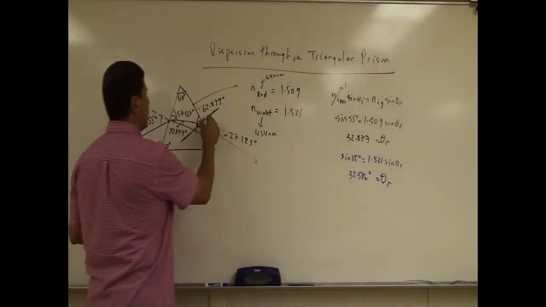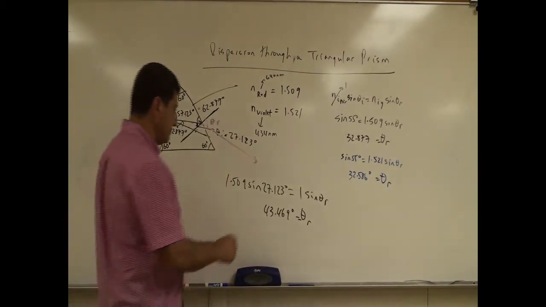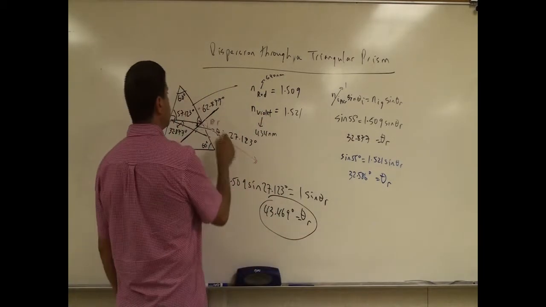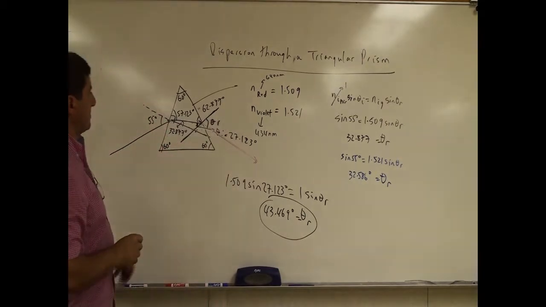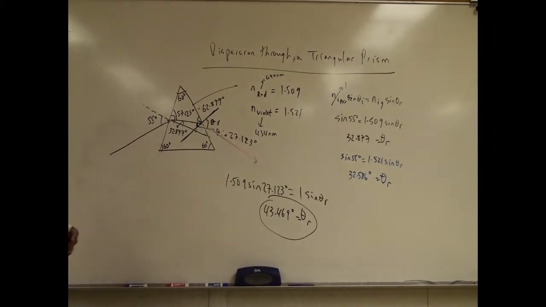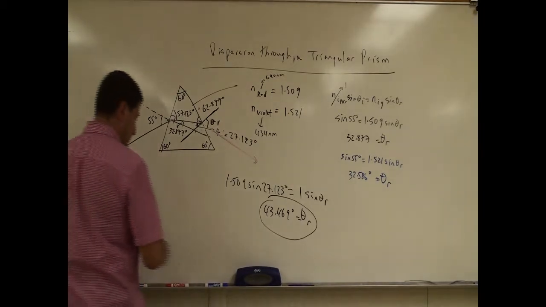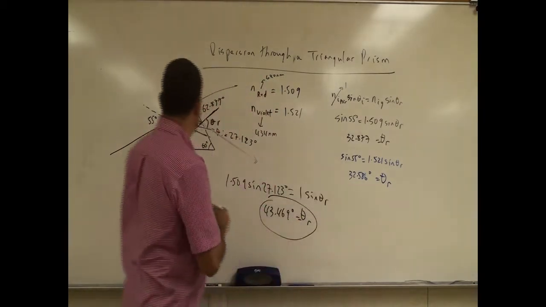So this, we want to find out this theta refracted. Okay? So that's going to be the theta R for the red. Okay? 43 degrees from that normal line, right? So now let's do the same thing with the blue. So what's going to happen to the blue? The blue's angle was a tiny bit smaller, 32.586.